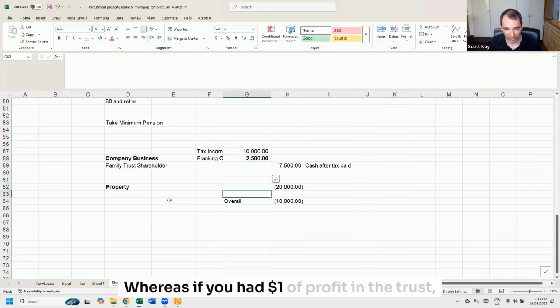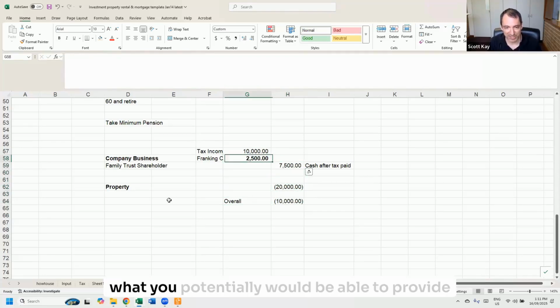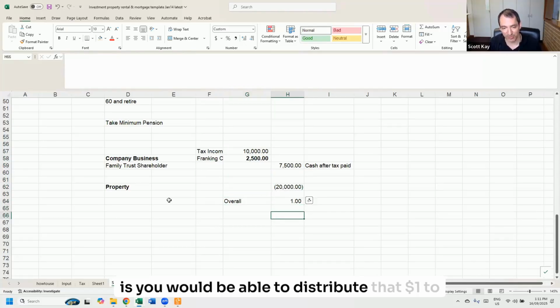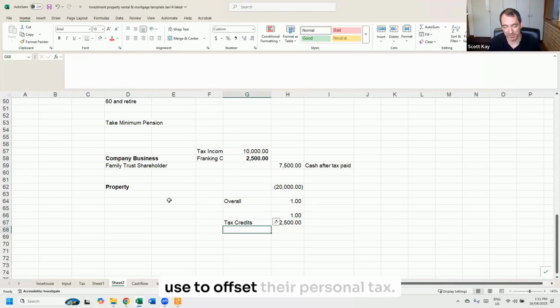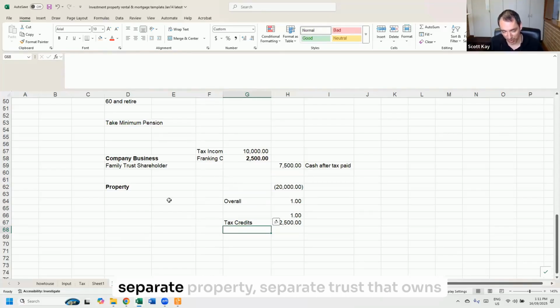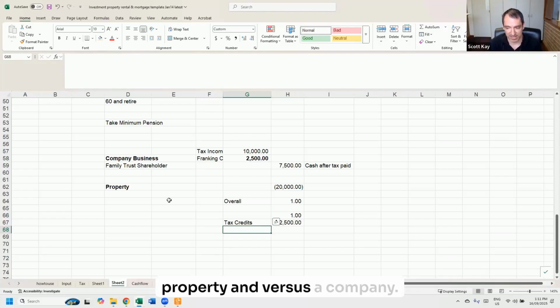Whereas if you had $1 of profit in the trust, what you potentially would be able to do is distribute that $1 to someone, and that person would have $1 of income, but they'd also have 2.5 of franking credits that they could use to offset their personal tax. So usually the way to do that is to have a separate trust that owns property versus the company.